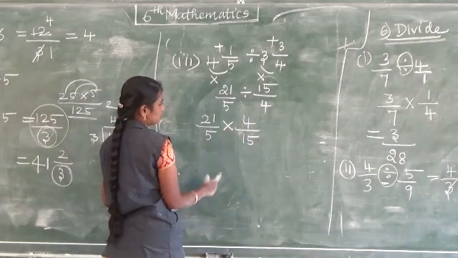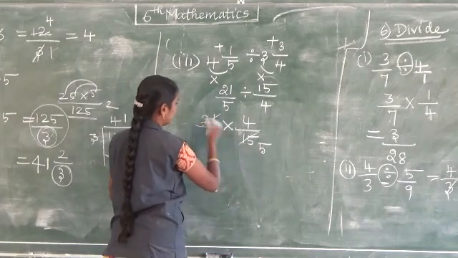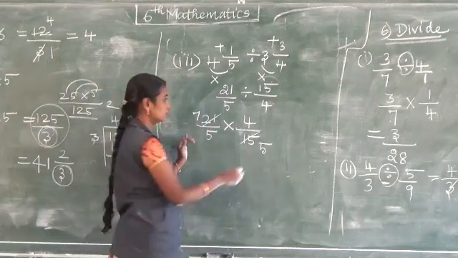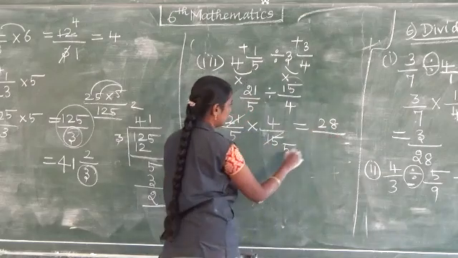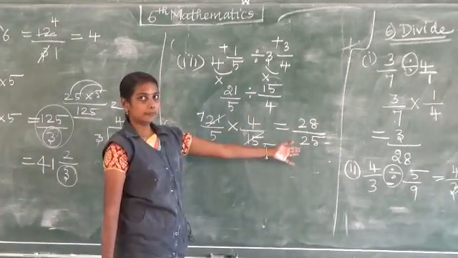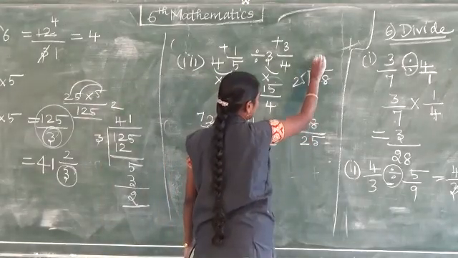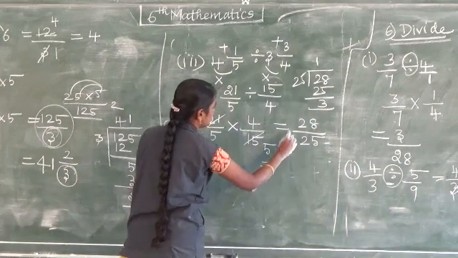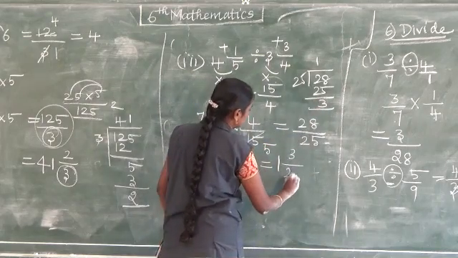Now either you can cancel or not. You see 3 table we can cancel, 5 times and 7 times. Then no other table. Multiply. 7 4s are 28, 5 5s are 25. It is also improper. So 25 table, 28 how many times? 1 time, remainder 3. So you can write as 1 3 by 25.